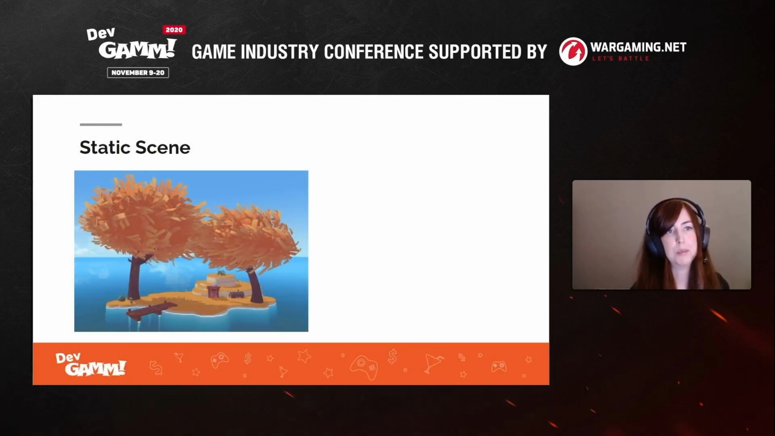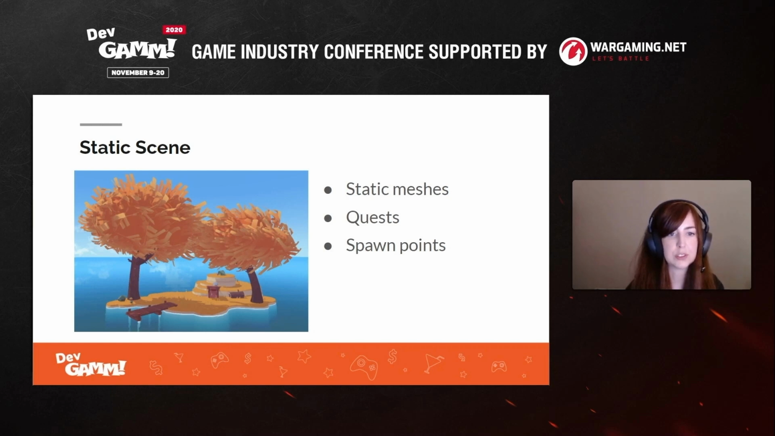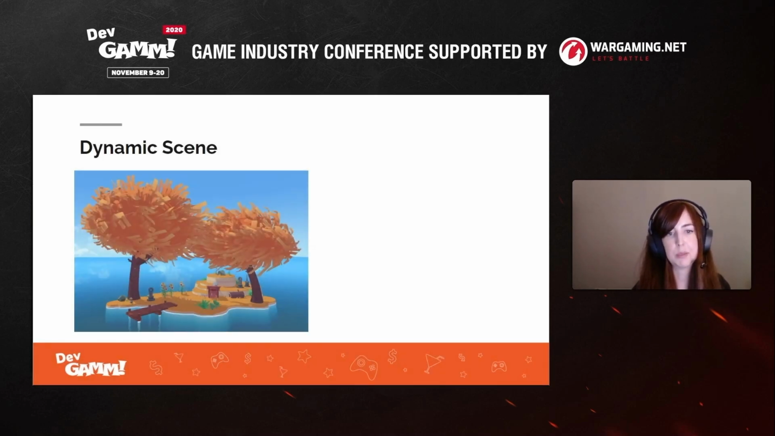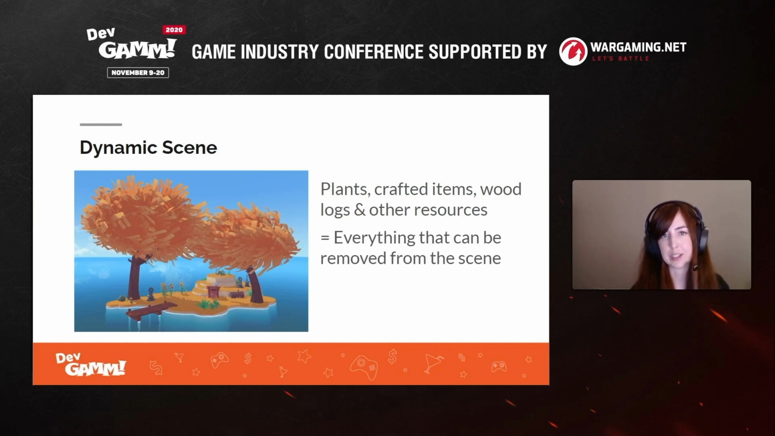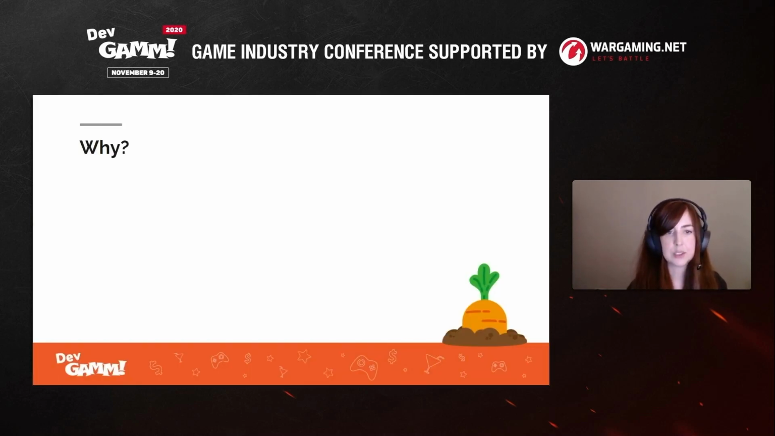As you can probably imagine, the static scene contains all the static meshes, but also some other things like quest logic, spawn points for creatures, some characters, and other things that should always be present in the area. The dynamic scenes contain objects that you can move and interact with, like plants, crafted items, and other resources. In other words, everything that can potentially be destroyed by the player. There are two main reasons for why we wanted to do it this way.